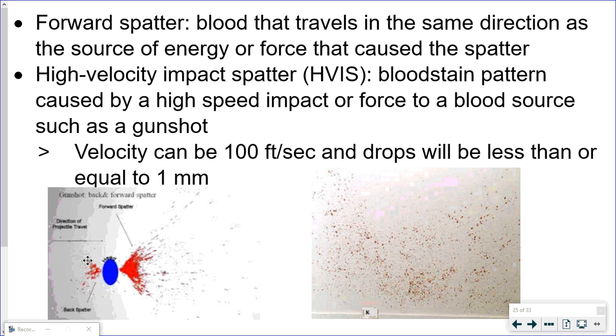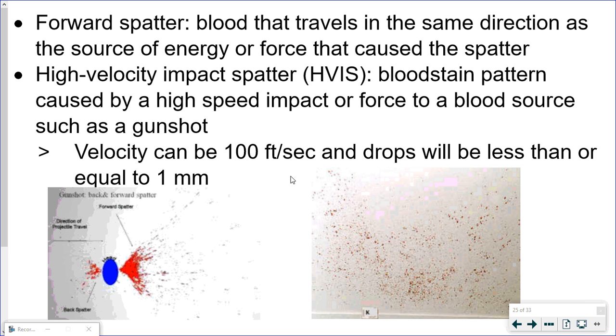So we already talked about back spatter, where especially in a shooting or something, blood will go back towards the assailant. Forward spatter is blood that travels in the same direction as the source of energy of force that caused the spatter. So here we have our simulated head, and the bullet is coming from the left into the head and then exits out the back. That is that forward spatter.